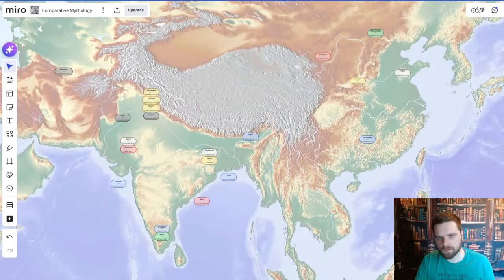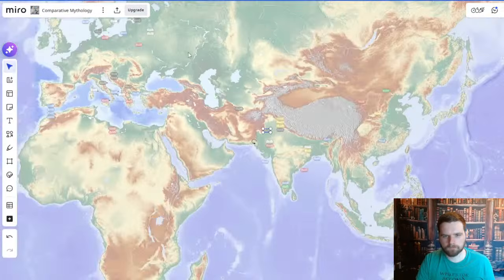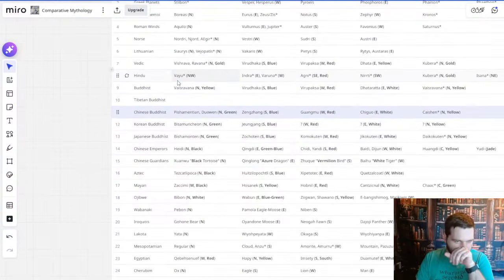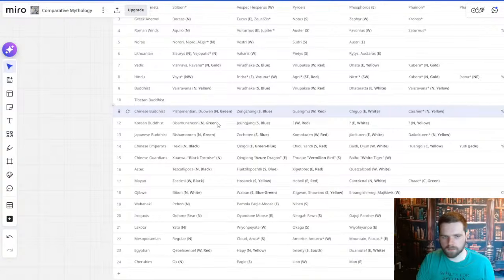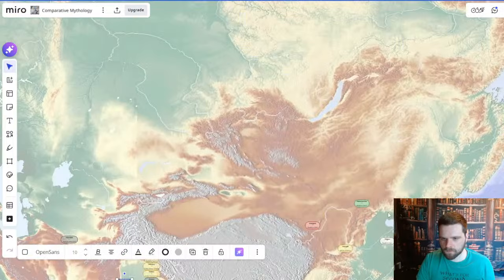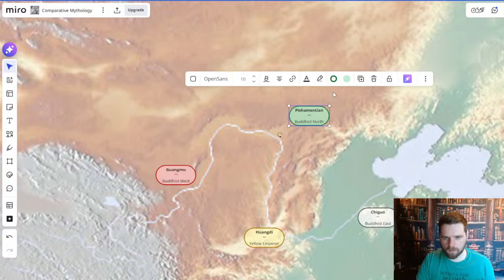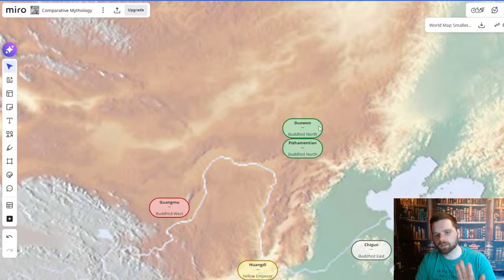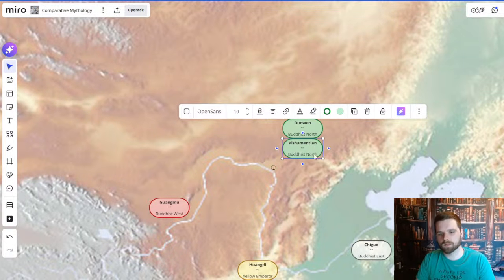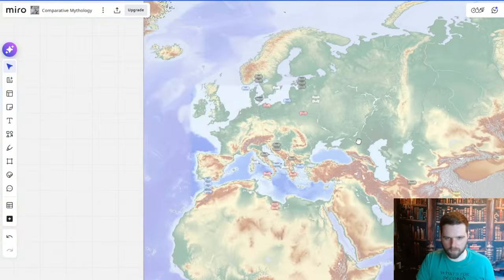So let's populate those. I got Huangdi, and then Dual Wen is another name for Pishamentian. However, Dual Wen is syncretized, Pishamentian not as much, but Dual Wen is syncretized with the Black Emperor.